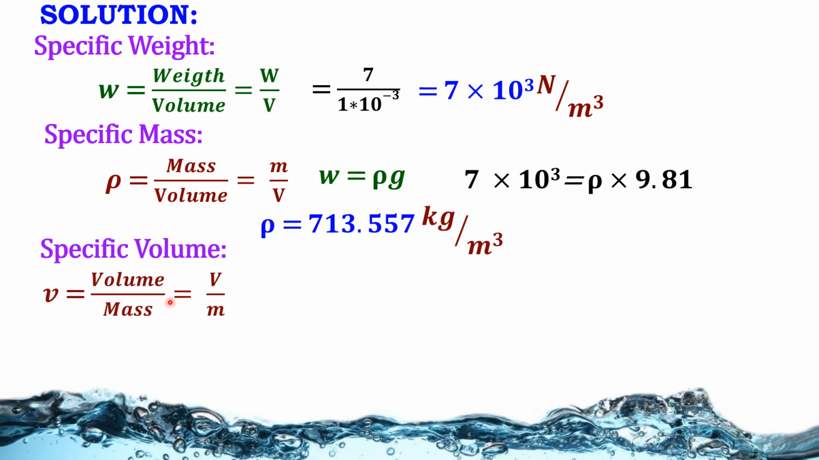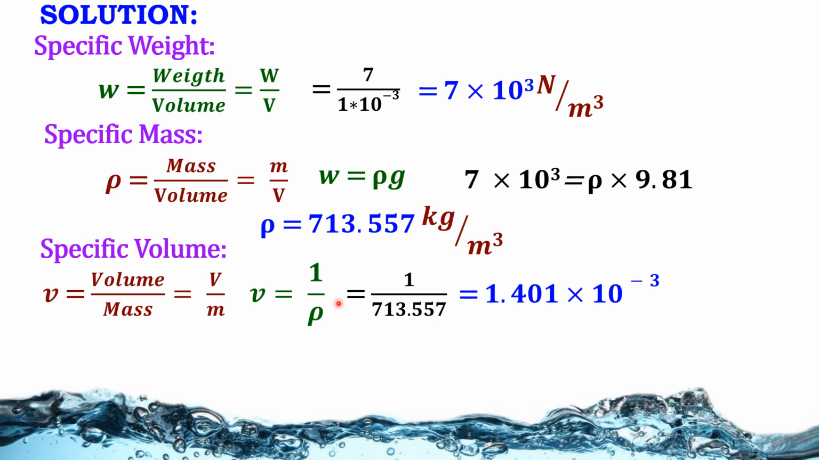Next, specific volume. Specific volume is given by volume by mass. Once again, I am going for another formula. V is equal to 1 by rho. On substitution, I get V is equal to 1.401 into 10 to the power minus 3 meter cube per kg.